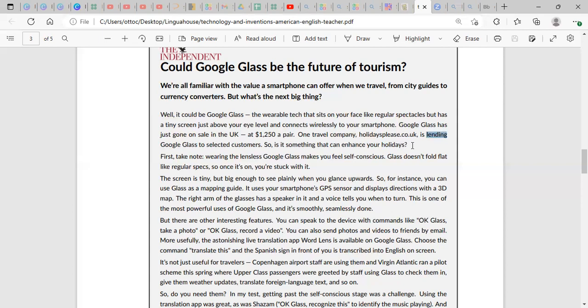What do you remember about this, guys? I think we learned this in this class, right? Lending. Yes, it's like borrow, but you use this with a direct object. So lending Google Glass to selected customers. This is the direct object. So lending is like prestar as well as borrow, but you need this. Okay, very good. So lending is prestar. Lend and borrow, both of them are prestar.